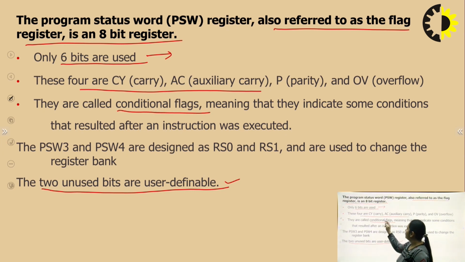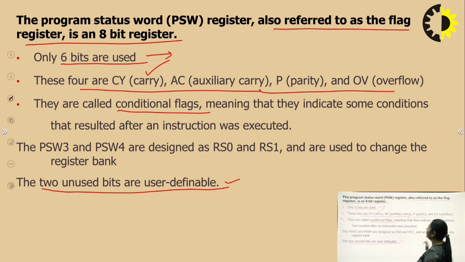So these 4 flags are conditional flags. Conditional flags means they vary with some conditions, like if there is some carry, for that it is carry flag, auxiliary carry flag, parity flag, and overflow flag. Just like in microprocessor 8085 and 8086, the carry flag was used to identify if there is a carry in the result or not. If there is any carry, then the flag bit will be 1. If there is no carry, the bit will be 0.